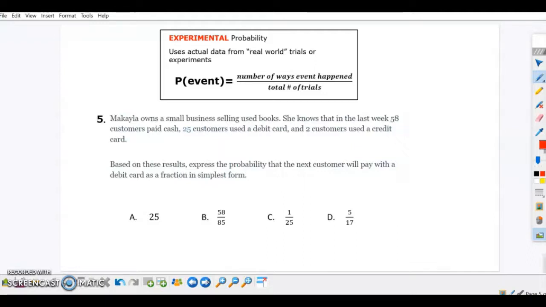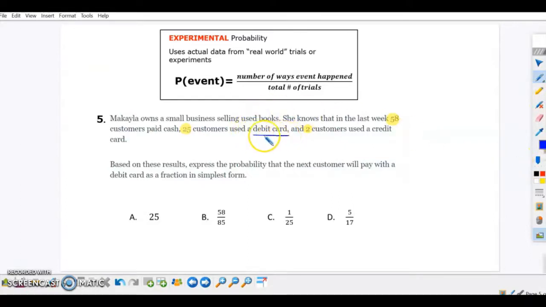So this is using actual data from actual experiments. Michaela owns a small business, and last week, 58 customers paid cash, 25 used a debit card, and 2 used a credit card. So we're going to look at those numbers. Express the probability based on these results that the next customer will pay with a debit card.